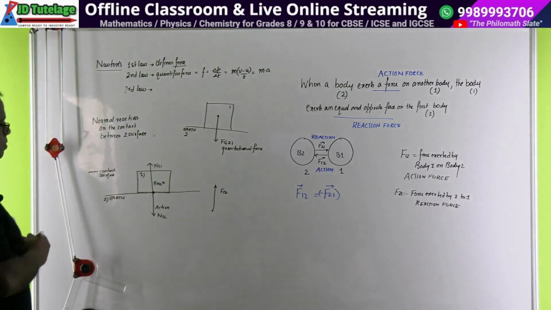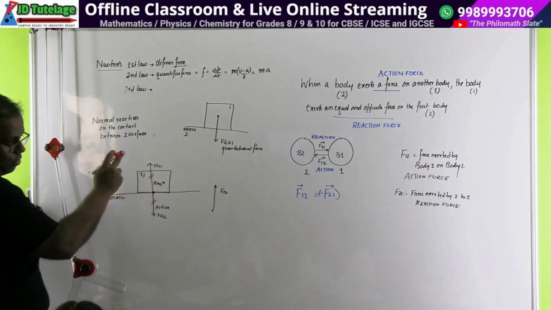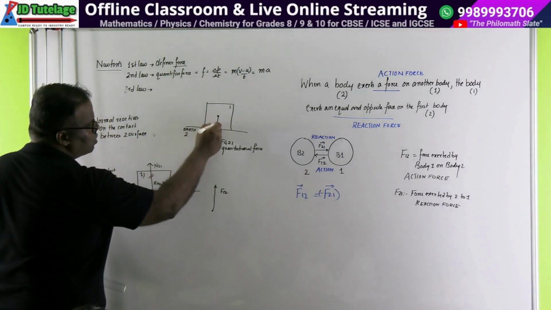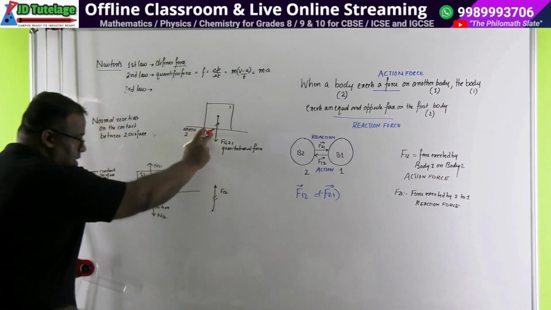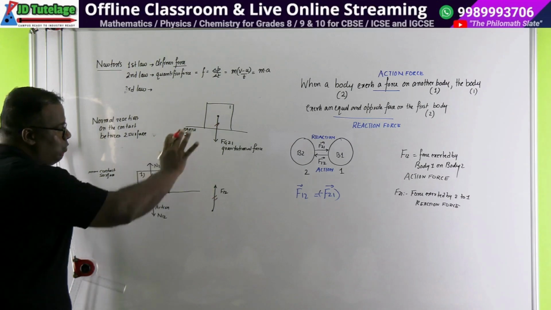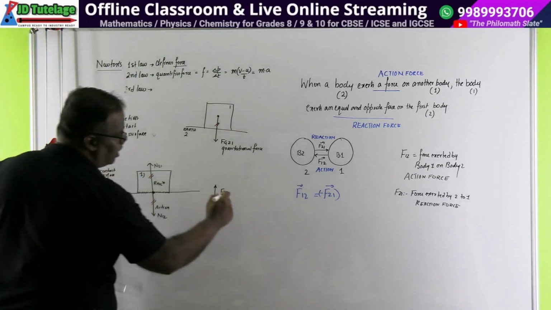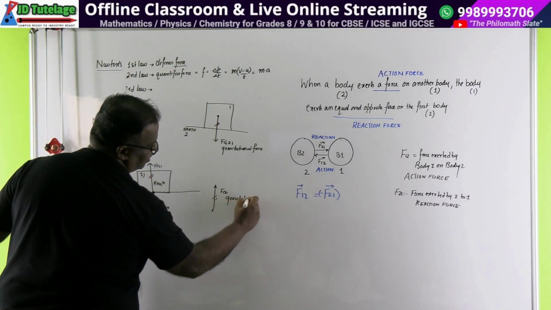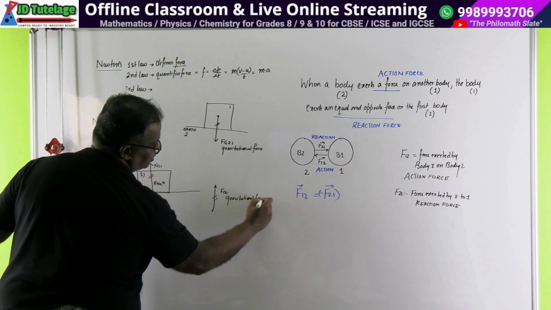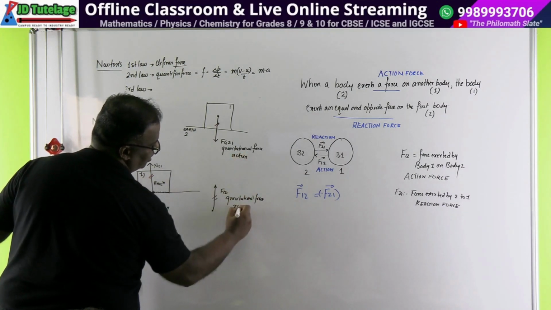Now applying algebra, this force cancels this force. They are equal and opposite. This force also cancels this force. They are equal and opposite. But the system is under the influence of two types of forces. F21 is also a gravitational force. This is also a gravitational force. This is also gravitational force. If this is action, then this is reaction.